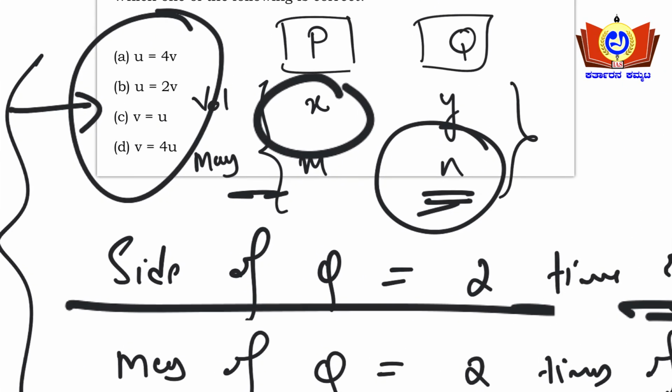U is equal to 4v. Okay, option A is the right answer, my dear friends. Okay, moving on to the next question.